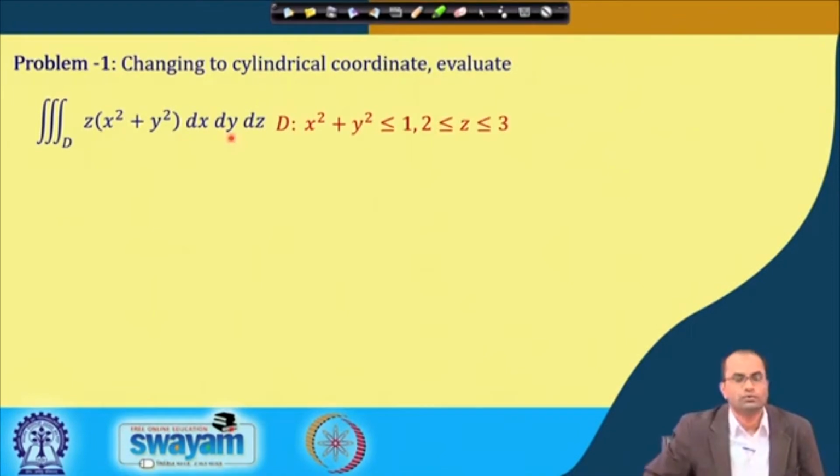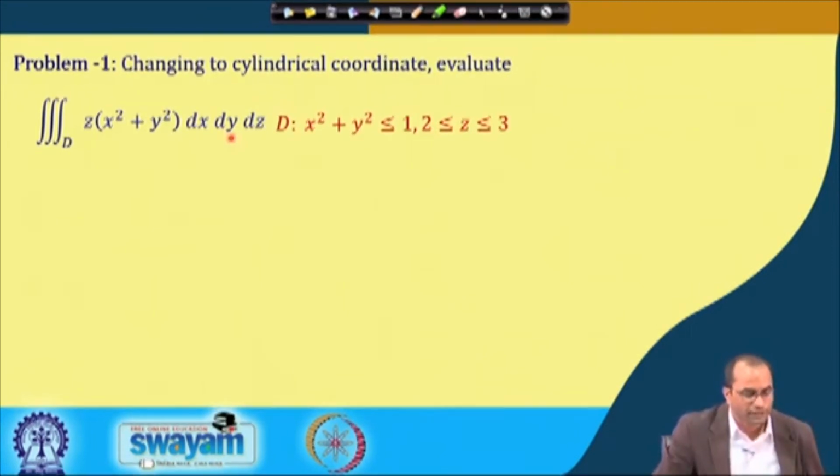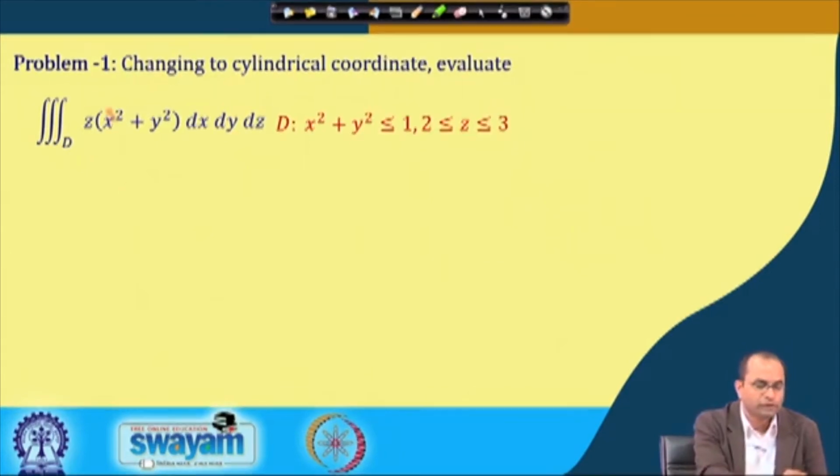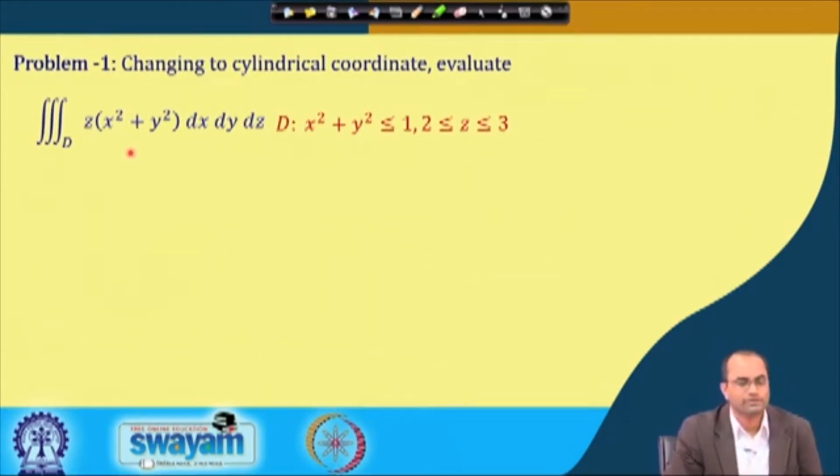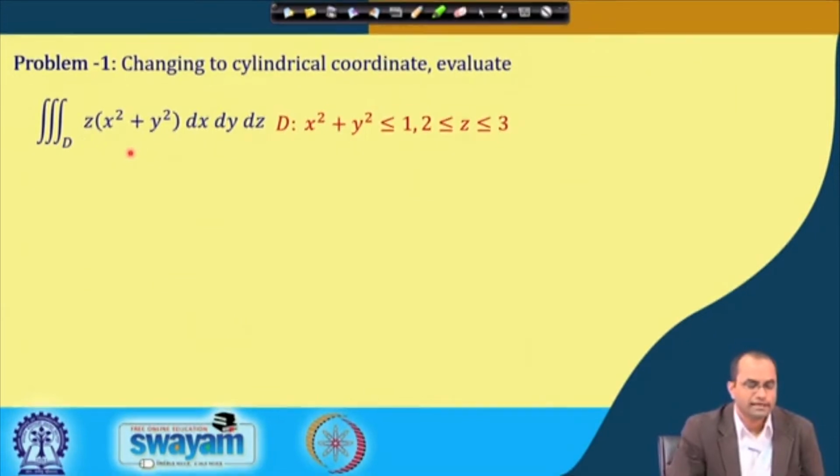So, let us go through some problems where we can use the idea of this changing to cylindrical coordinates. In this problem number 1, changing to cylindrical coordinates, we evaluate this integral. So, the integrand is z and x square plus y square dx dy dz, and this domain D is given by x square plus y square less than equal to 1. So, that is the disk, circular disk, and then we have in the direction of z as well, that means it varies from 2 to 3.